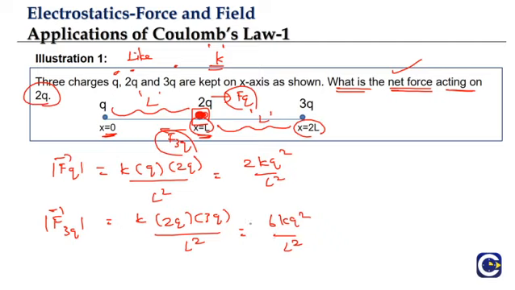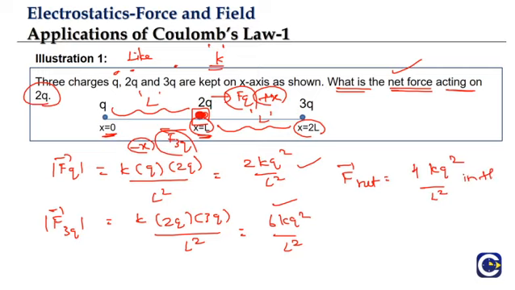So we see that the force because of Q is towards the positive x-axis, the right side. The value is 2kq square by L square. The force because of 3Q is towards the negative x-axis, and the value is 6kq square by L square. So for the net force, the higher value is this one, the lower is this one. So net will be 6 minus 2, which is 4. So the net force will be 4kq square by L square in the negative x direction. So the resultant force is in the negative x direction.